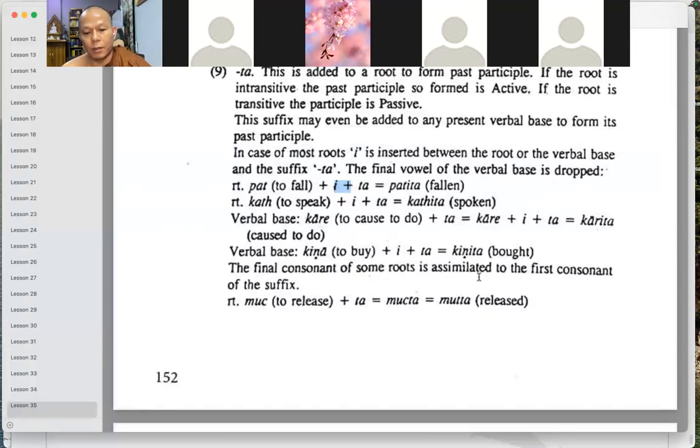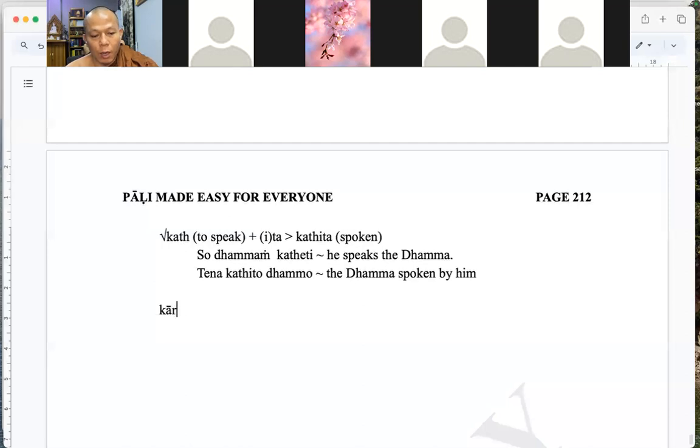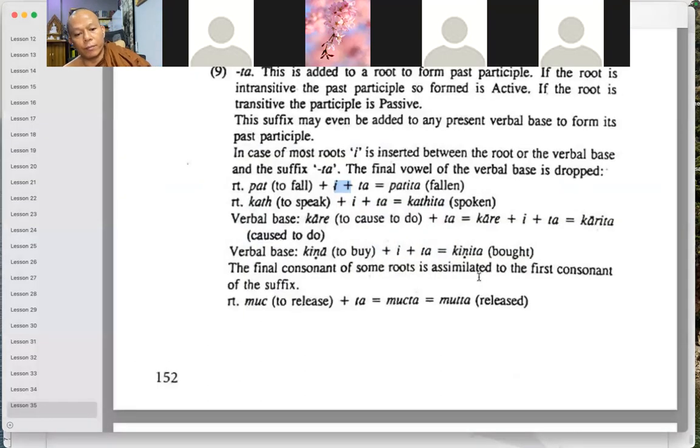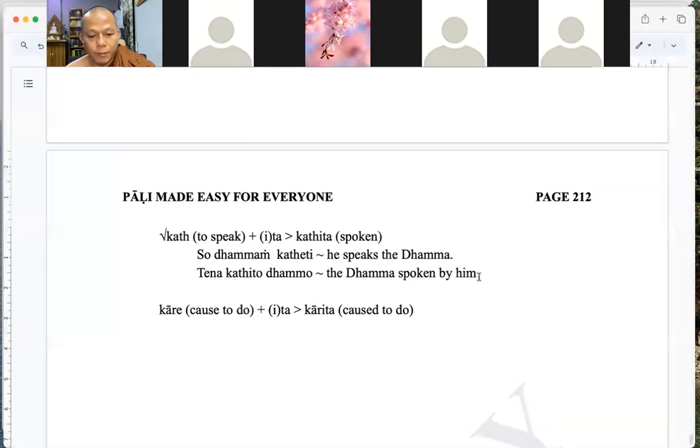Next one is a bhava base. So kari. Kari is a bhava base, cause to do. By the past participle da, it is inserted. So karita, caused to do, in this way. And also the next one is also a bhava base, that bhava base is kina, to buy.